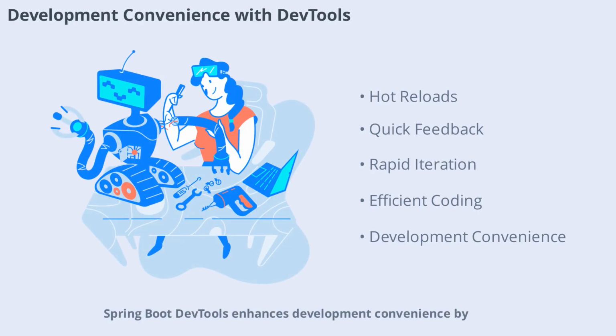Spring Boot DevTools enhances development convenience by enabling hot reloads and quick feedback loops. This tool speeds up development, allowing you to see changes instantly and iterate rapidly. It's an optional but valuable addition for efficient coding.